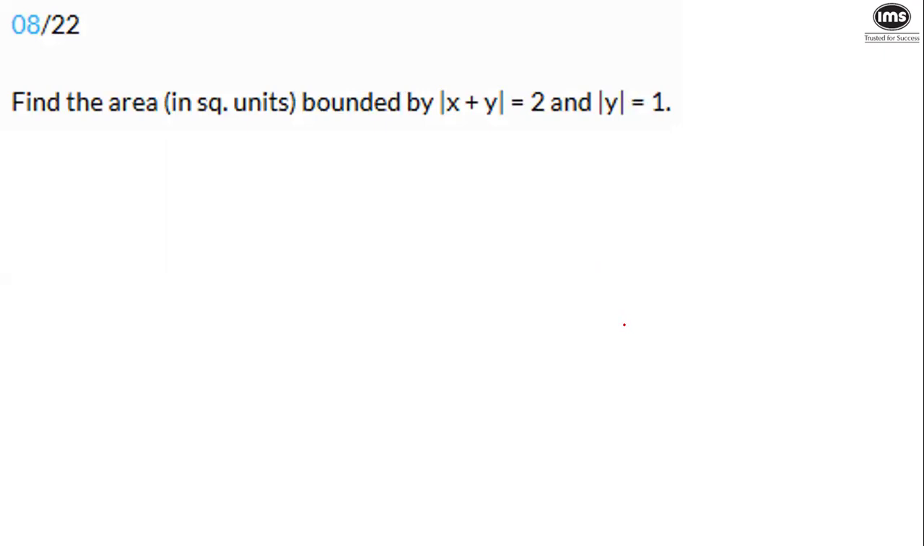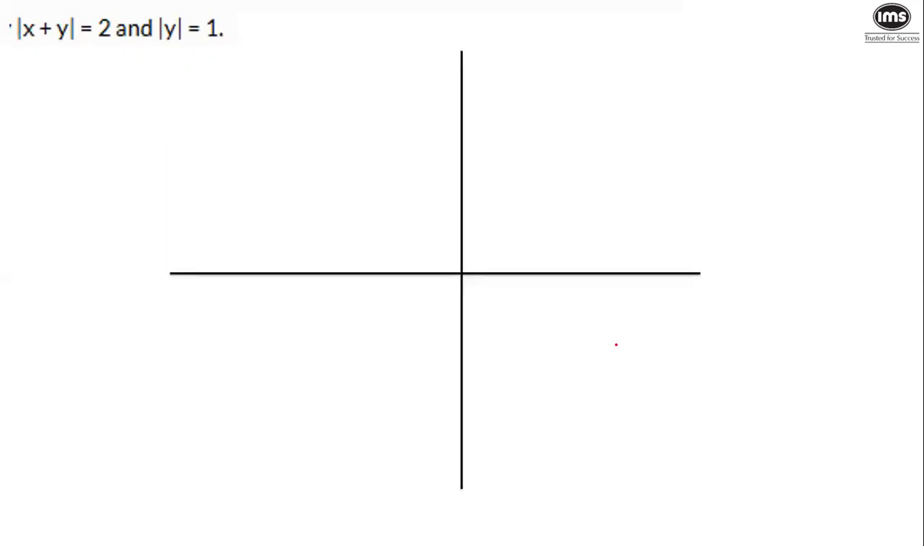Find the area bounded by these lines: mod of x plus y is 2 and mod of y is 1. I have it on the next page. This is the axis. First we draw the lines. Mod x plus y is equal to 2, which means x plus y is equal to 2 and x plus y is equal to minus 2. So we need to draw these two lines.